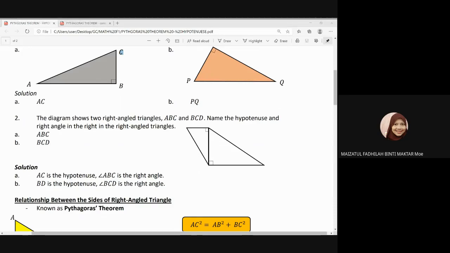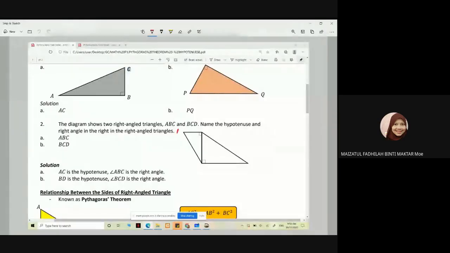I hope you can correct it, because this one doesn't have the label on the diagram. So the correct one is this one. You just write down this is A, B, C, D. The question asks you to name the hypotenuse and right angle in the right angle triangle.